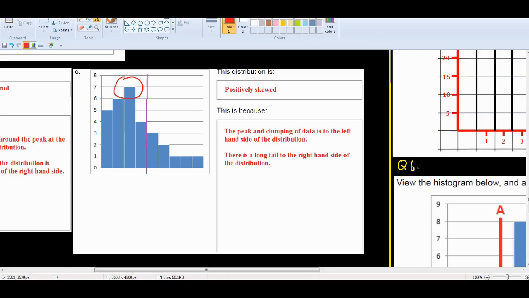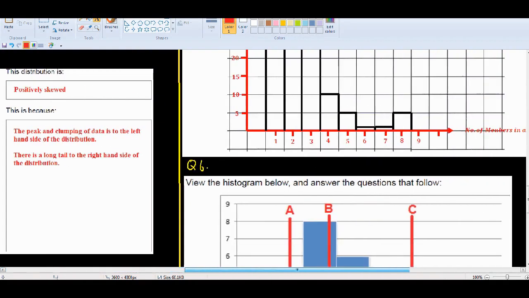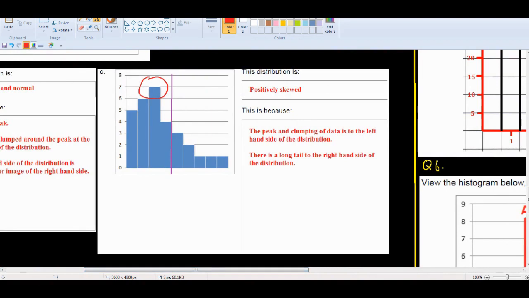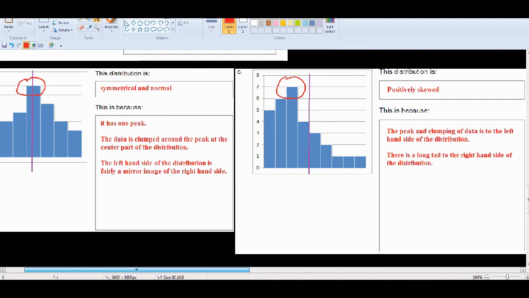So when you answer this type of question, you need to mention the peak or the peaks, and also how data clumps around the peak, and also whether it's symmetrical. If it isn't, then it's skewed, and then you need to mention where the tail is, to the left hand side or the right hand side. Okay, good.